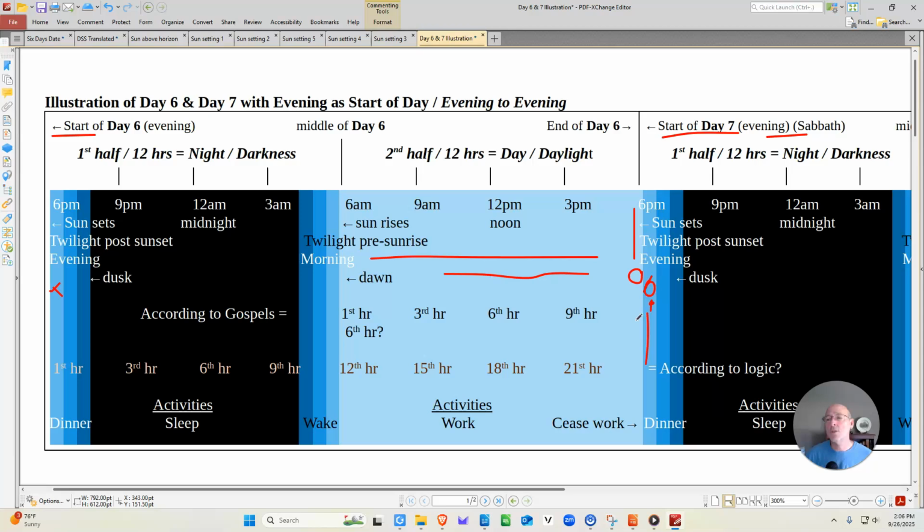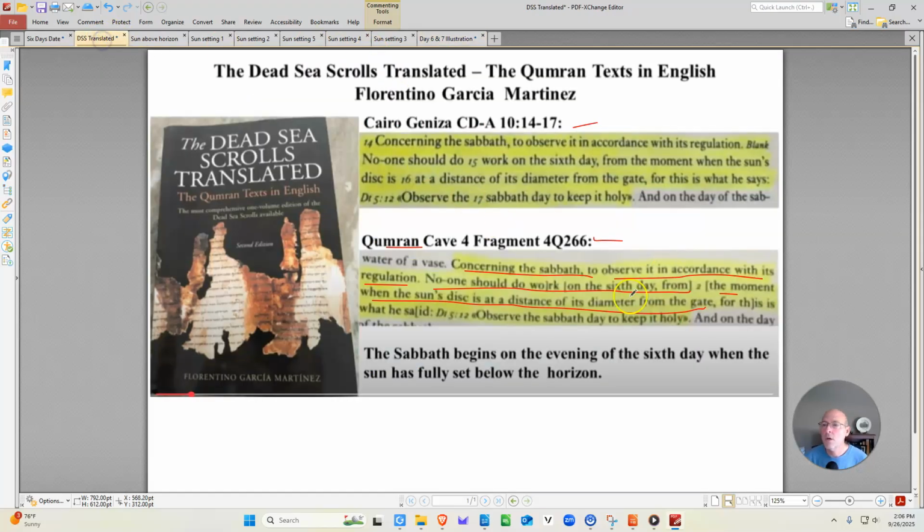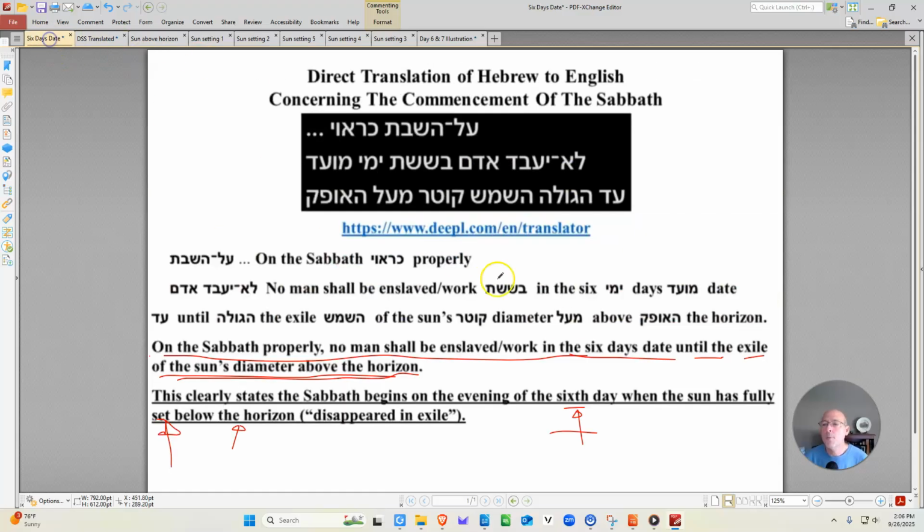And the other two translations would agree. You need to stop what you're doing on day 6 when the sun gets close to the setting. So you need to stop there. That appears to be the apparent translation of Professor Martinez. And I would say that the other two translations will follow that. But let's go back here. And let me clean this up a little bit.